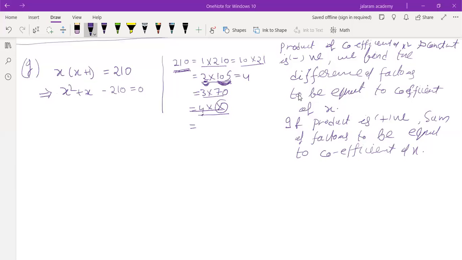With the next pair. So what will be the next number? Sir, 5. 5 into what? Divide 210 by 5. 5 4s are 20, remainder 1, 42. 42, and its difference is also not 1. Is that clear to you?